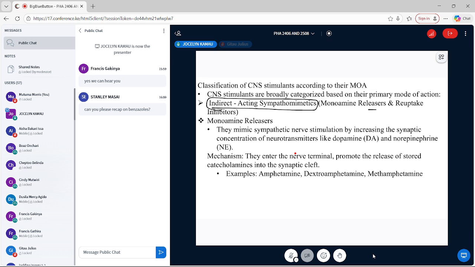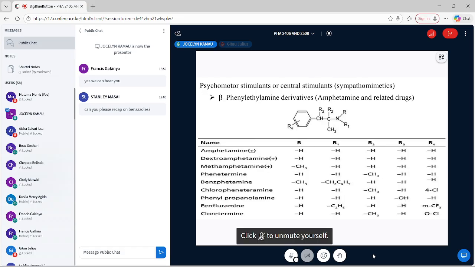But of course, they work through different methods, remember, causing differences in their mode of action. So the psychomotor stimulants or central stimulants, or what we call the sympathomimetics, we have the category of the amphetamines, the methamphetamines, and so on. They belong to the category we call the beta phenylethylamines.